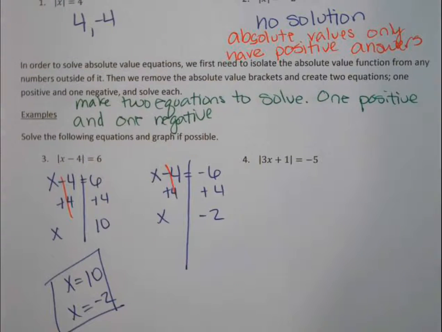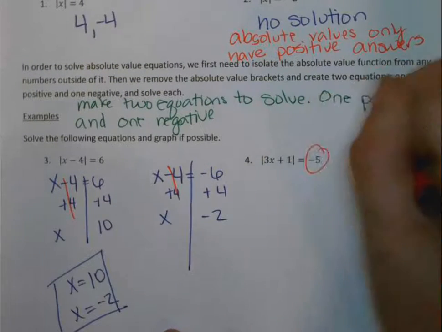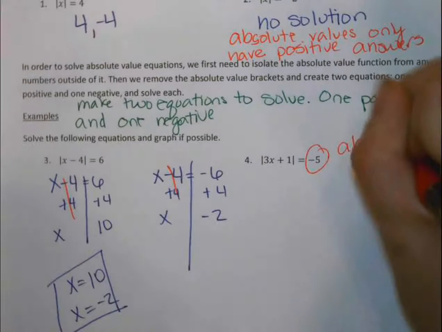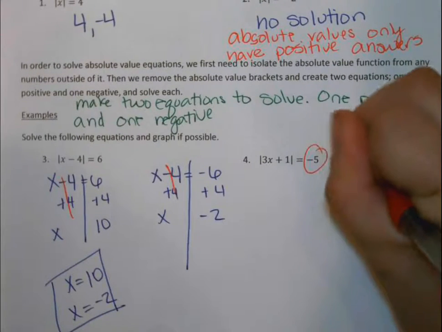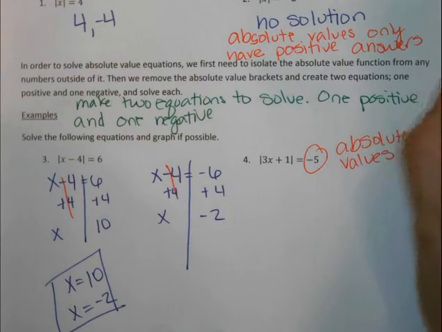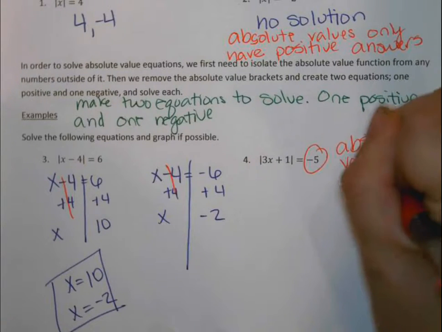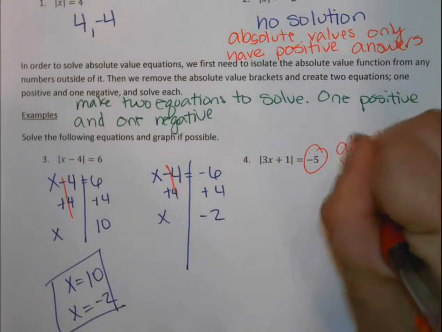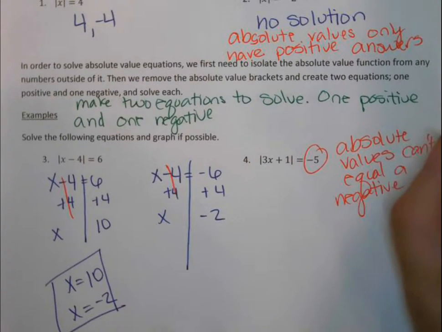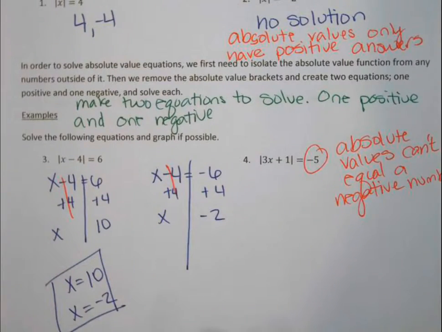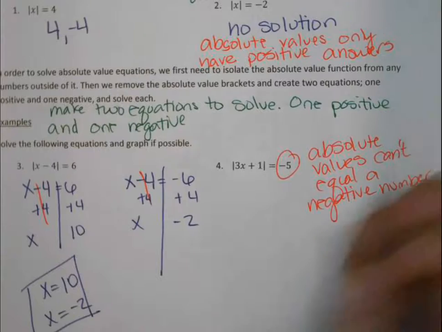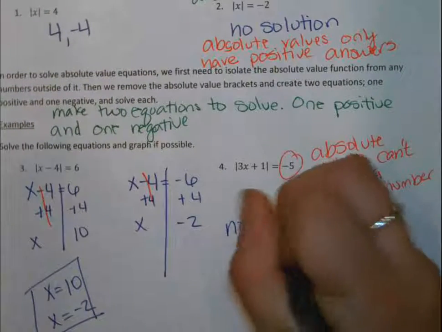Taking a look at number 4, I have an absolute value equals a negative. If it already equals a negative, I cannot split this up into two equations, because remember earlier I told you absolute values can't equal a negative number. So my answer for number 4 is going to be no solution.